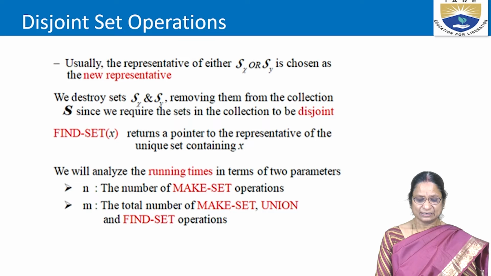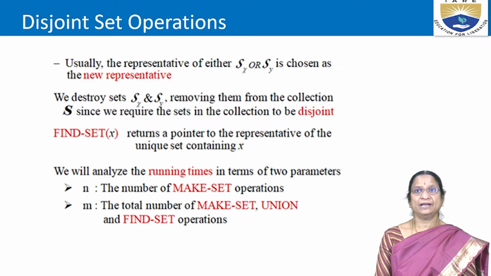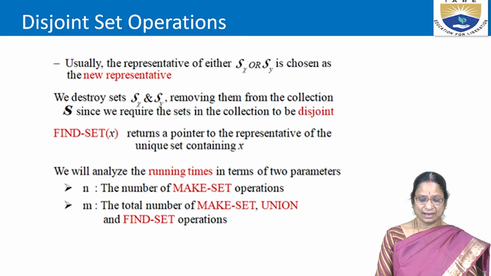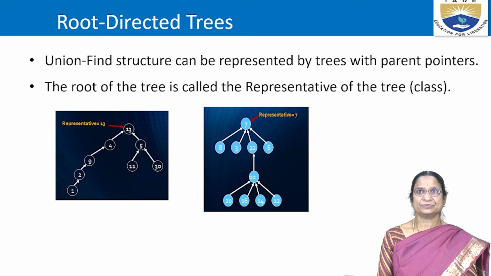When we are considering the running times of these operations, make set, union and find, N is the number of elements to be added to the disjoint set, and N will be the complexity, and M is the total number of make set, union and find operations. So we'll discuss further about these operations.